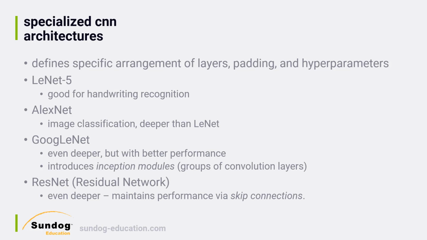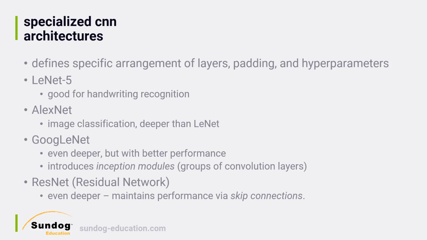It's a deeper neural network than LeNet. In the example we talked about on the previous slides, we only had a single hidden layer, but you can have as many as you want. It's just a matter of how much computational power you have available. There's also something called Google LeNet. You can probably guess who came up with that one. It's even deeper, but it has better performance because it introduces this concept called inception modules. Inception modules group convolution layers together, and that's a useful optimization for how it all works.